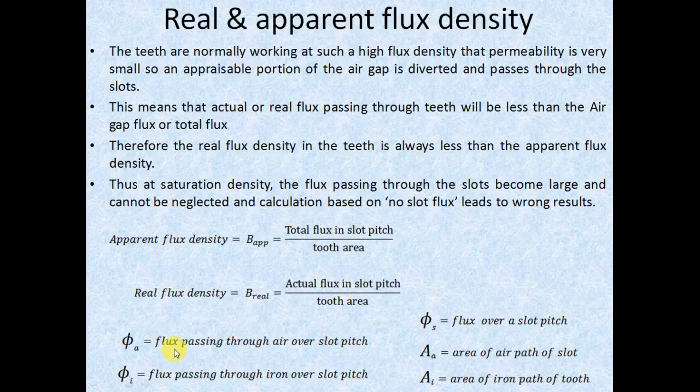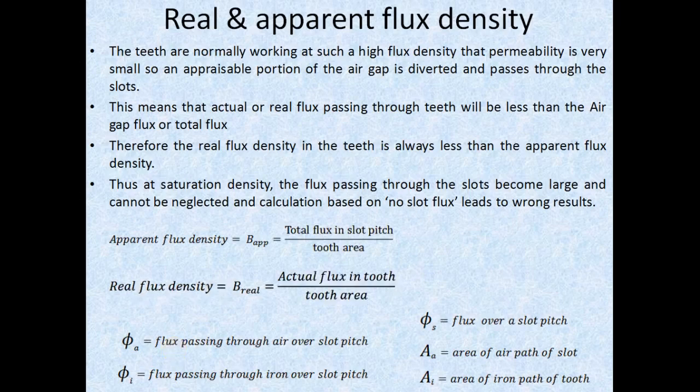Next we are going to study the most important topic of the first module, that is the real and apparent flux density. Even in the recent supplementary exam which was conducted a few days back, a problem on this particular topic has been asked. As we have mentioned in the difficulties in the calculation of mmf for teeth, there are two parallel paths for the flux over one slot pitch.